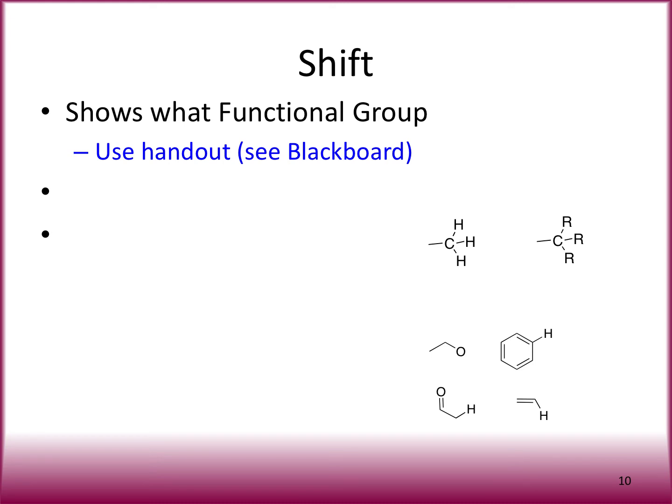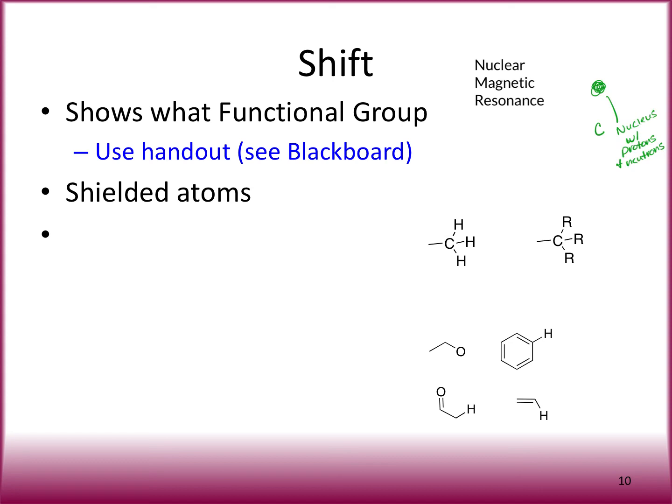All right, so the reason this works has to do with something called shielding. Before we can talk about that, we need to go back for just a minute and talk about what NMR is. NMR stands for nuclear magnetic resonance. So what we're looking at in the molecule is the nucleus of certain atoms. In this case, we're looking at carbon nuclei.